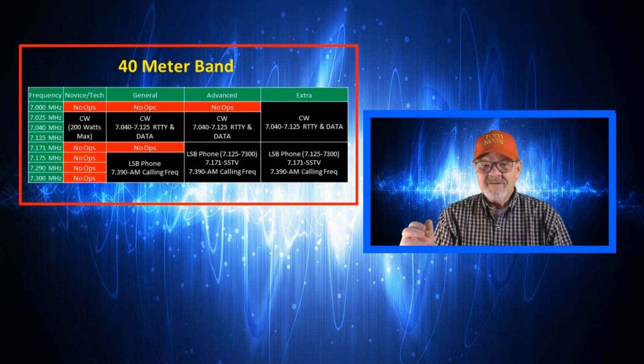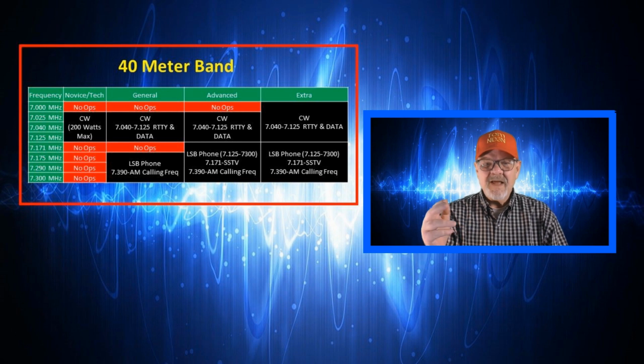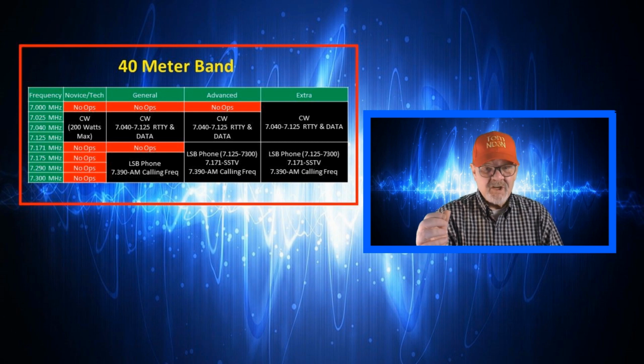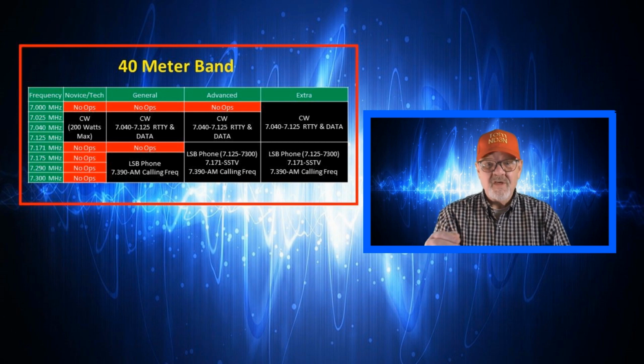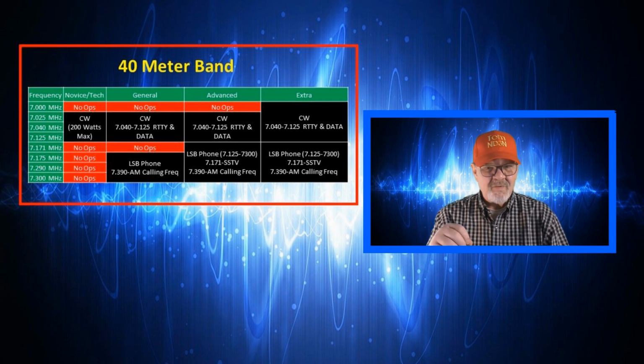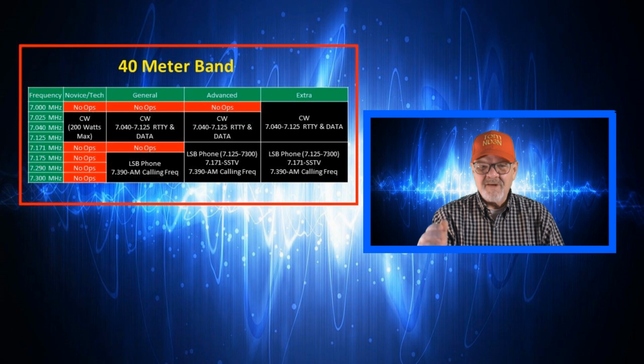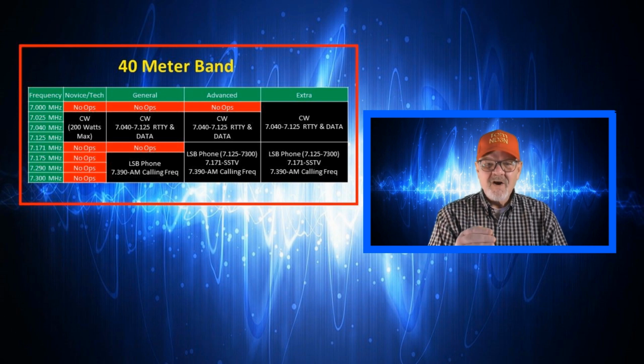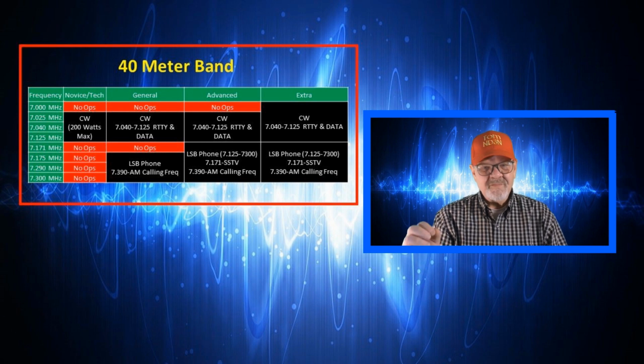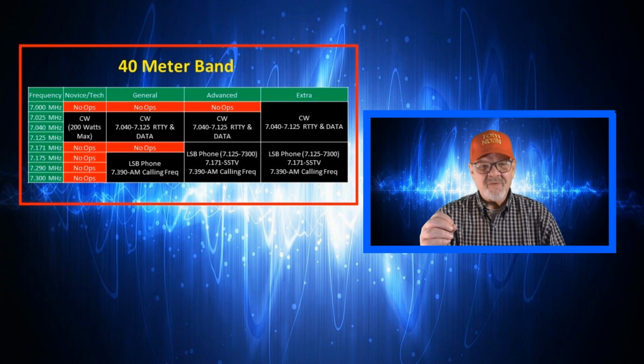Advanced class operators have the same CW and data privileges from 7.025 to 7.125 megahertz, and phone privileges from 7.125 to the top of the band at 7.3 megahertz. Extras get to use the entire 40 meter band with CW and data from 7 megahertz to 7.125 megahertz, and phone privileges from 7.125 to 7.3 megahertz.